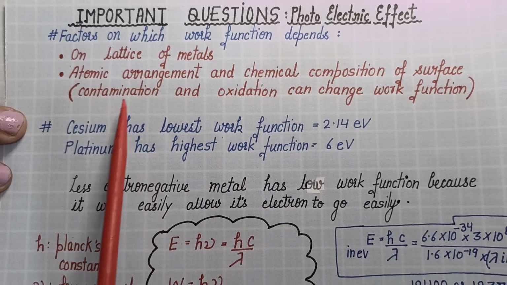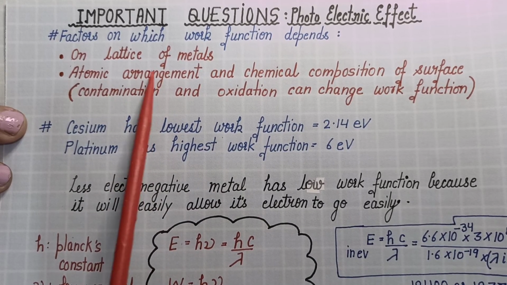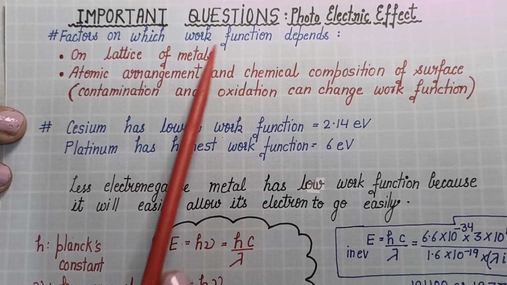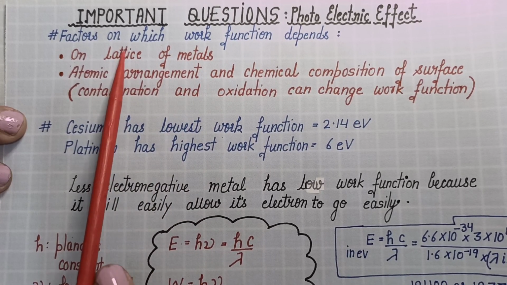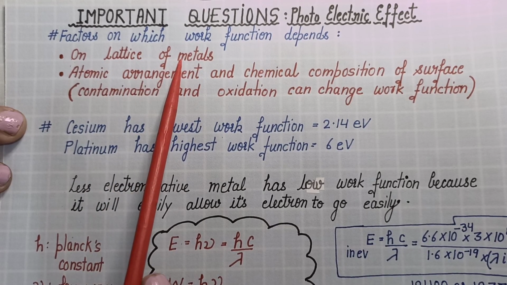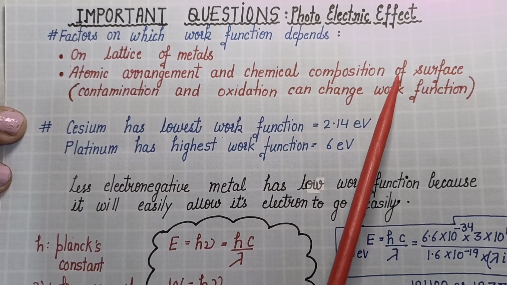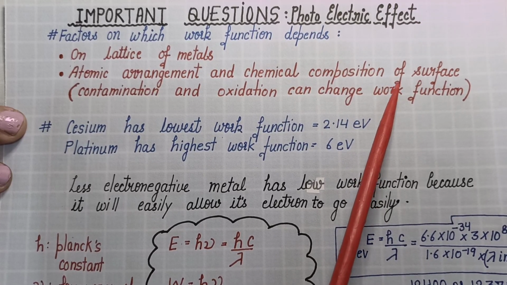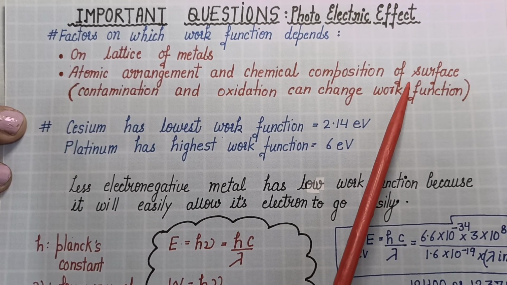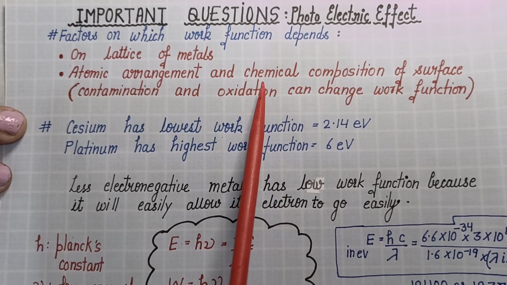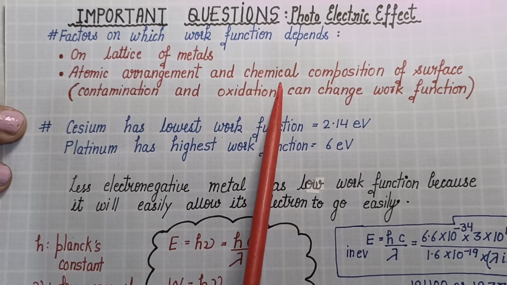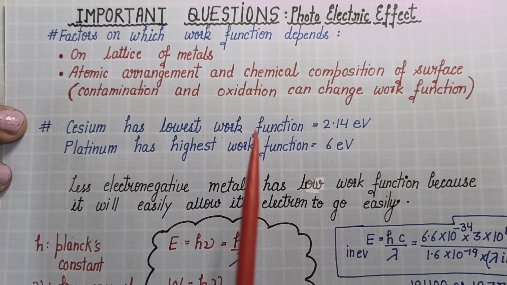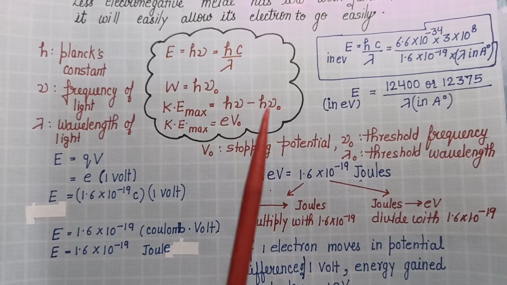Before we start, I want to mention this important question: on what factors does the work function of a metal depend? It depends upon two factors. One, the lattice structure or molecular arrangement of the metal, and second, the chemical composition of the surface. So if the question is how can we decrease or increase the work function of a metal, the simple answer is that we coat the surface of the metal with some composition which can reduce the work function of the metal surface. Now come to the numericals.